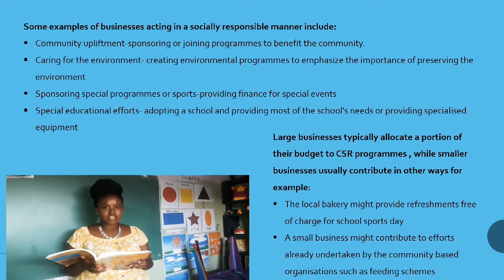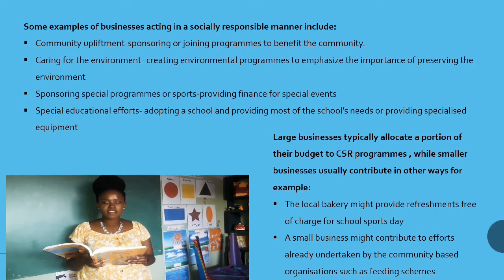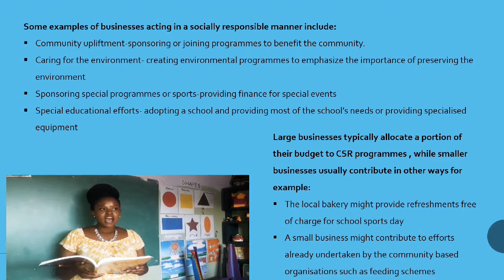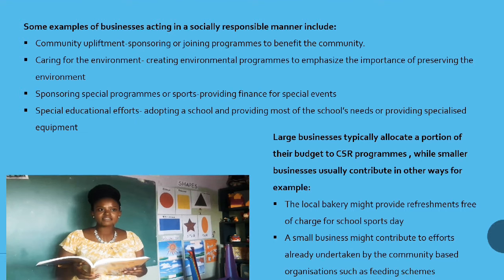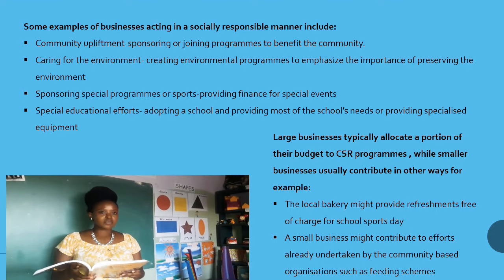Then we can also care for the environment. Pollution is one of the biggest problems that we have. So if we see that in the community we have a lot of pollution, we can sponsor clean up programs. Businesses can also sponsor special programs or sports, so they can provide the prize money after the sport event for the team that won, or they can provide funding for the event. And then they can also have special education efforts, such as adopting a school.